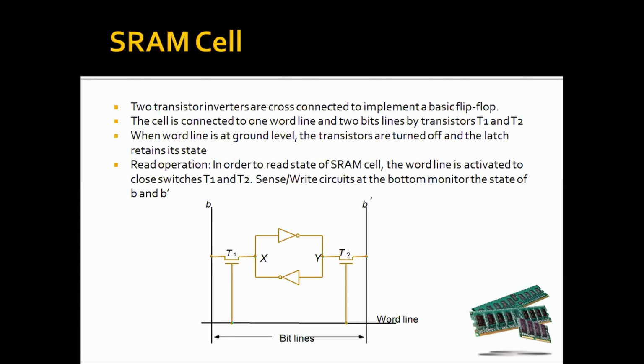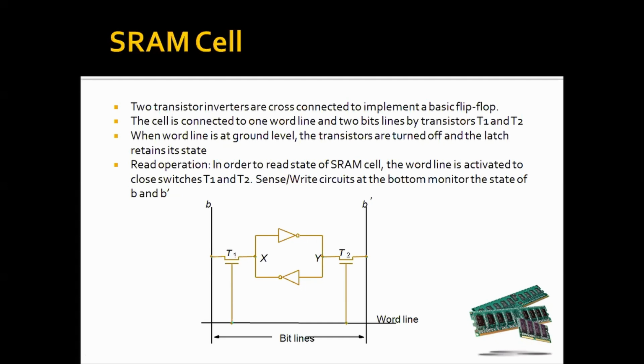The latch is connected to two bit lines by the transistors T1 and T2. These transistors act as switches that can be opened or closed under control of the word line. These two are used for switching the word line on and off, that is open and close. Okay.